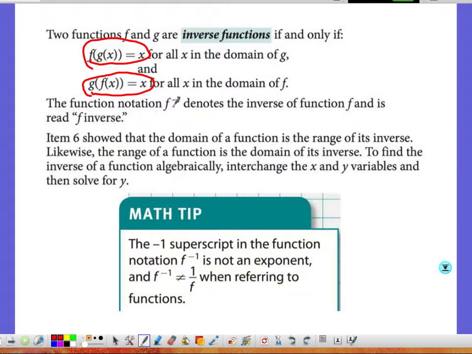The function notation f inverse denotes the inverse of a function f and is read f inverse. Item 6 showed that the domain of a function is the range of its inverse. Likewise, the range of a function is the domain of its inverse. To find the inverse of a function, algebraically interchange the x and y variables and then solve for y. The -1 superscript in the function notation f inverse is not an exponent, and f inverse does not equal 1 over f when referring to functions.